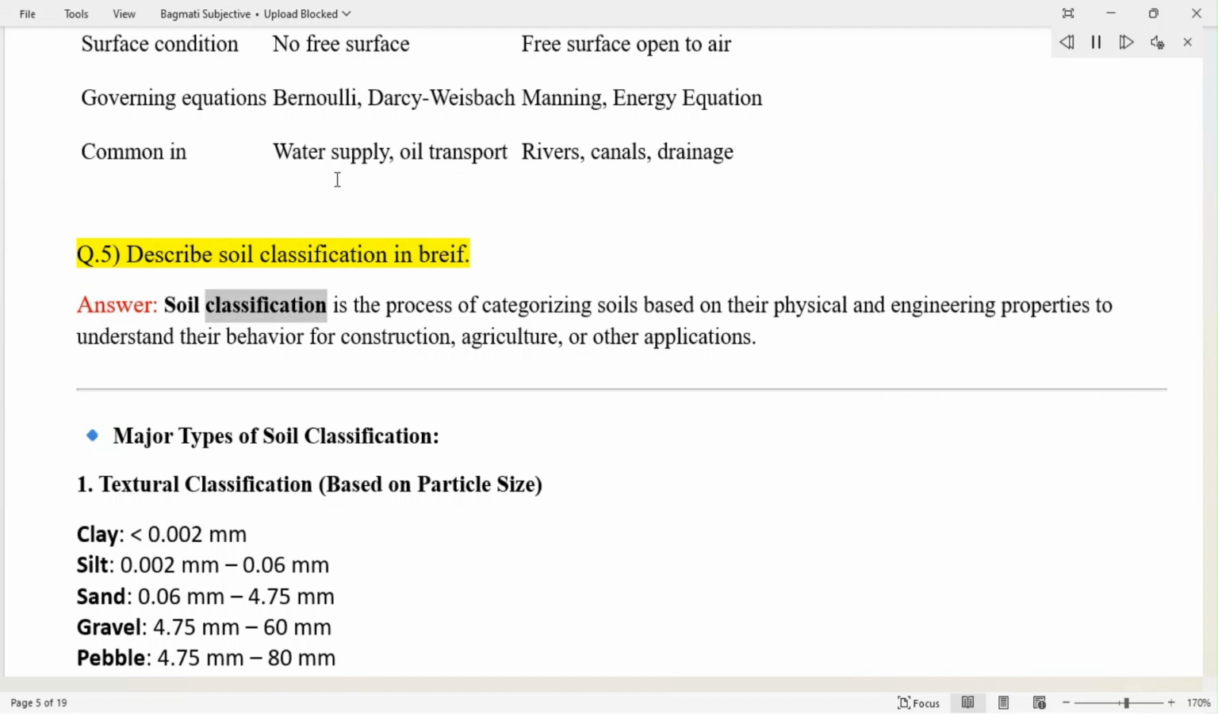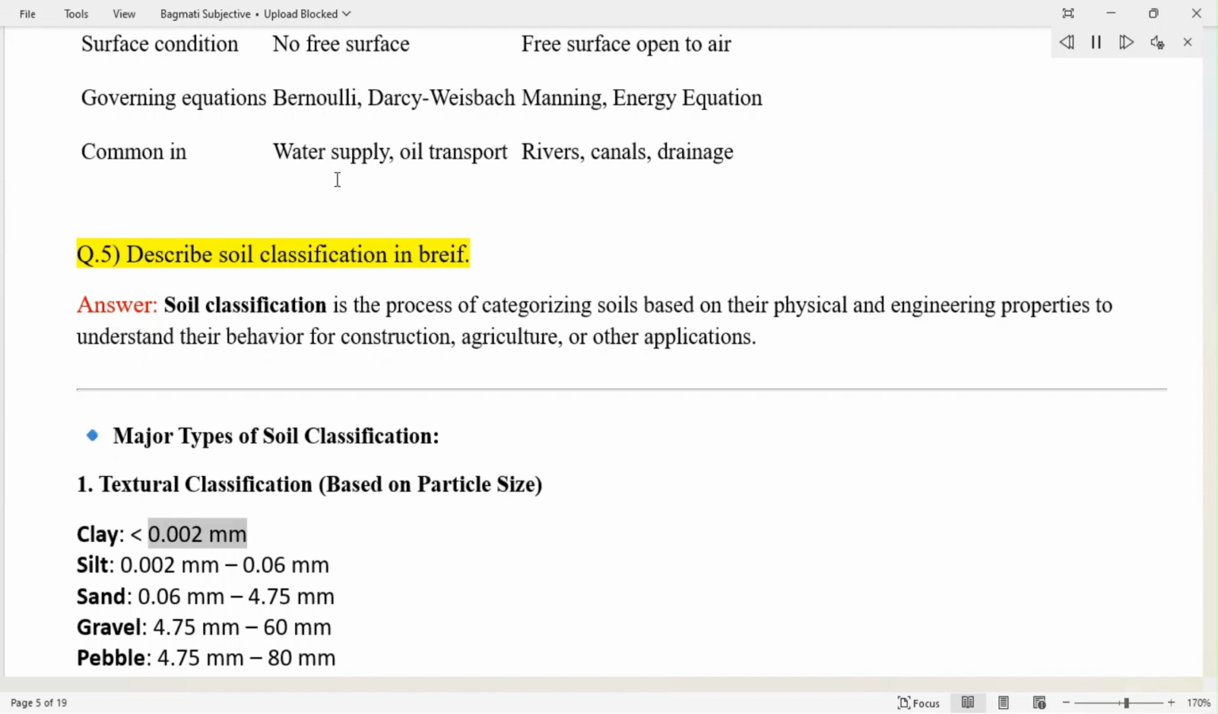5 marks: describe soil classification in brief. Answer: soil classification is the process of categorizing soils based on their physical and engineering properties to understand their behavior for construction, agriculture, or other applications. Major types of soil classification. 1. Textural classification, based on particle size.